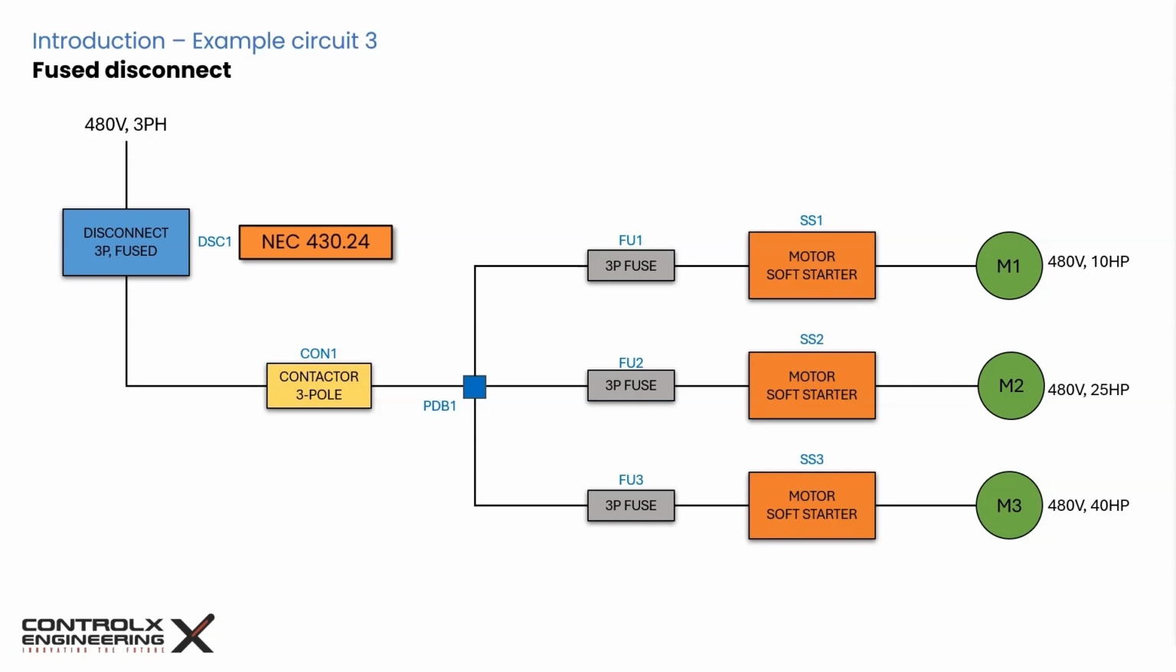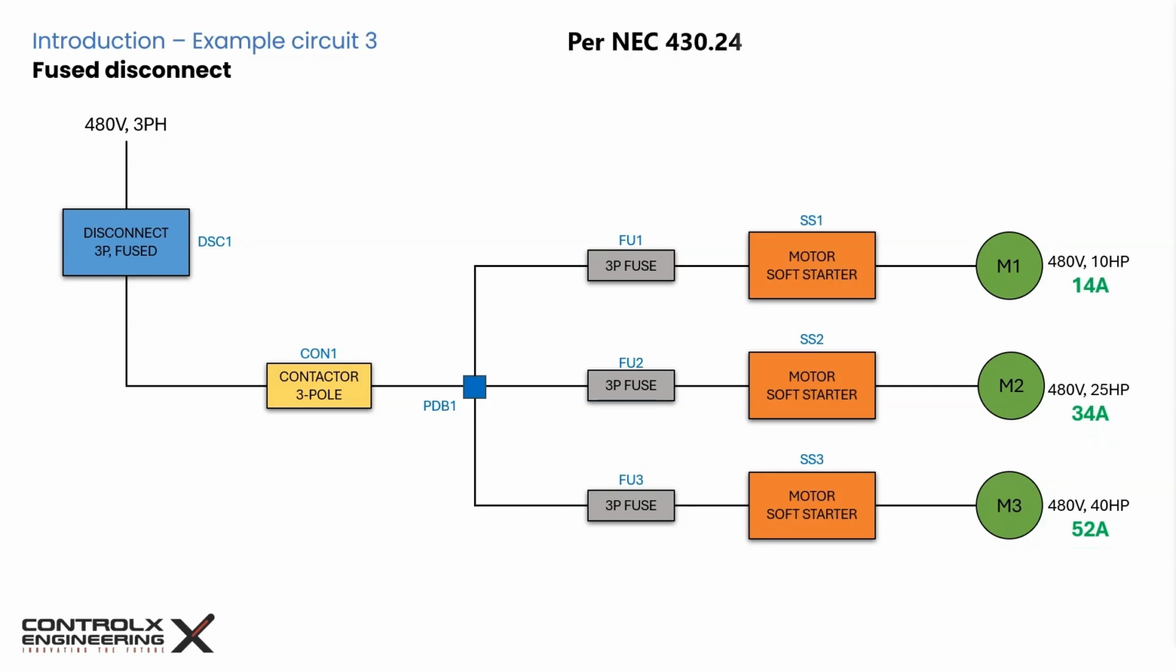The fuse disconnect is sized according to NEC 430.24, which specifies that in a group of motors, the full load current, or FLC, of the largest motor must be multiplied by 125%, and the FLCs of the remaining motors are summed to determine the total current. To determine the motor FLC, we will refer to NEC Table 430.250, which lists the motor FLC based on its HP for various voltage classes. From this table, we get the motor FLCs as shown here.